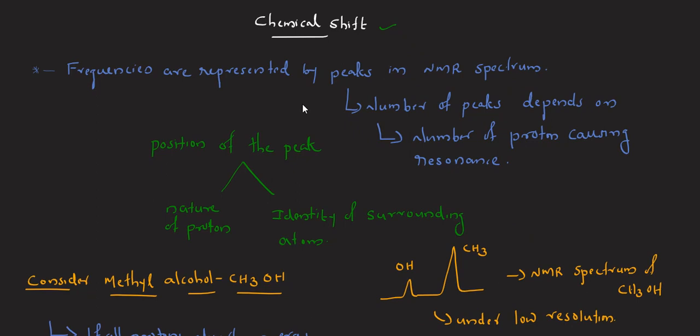Now let us discuss what is meant by chemical shift, and before that let us find out some important characteristics of NMR spectrum. In NMR spectrum, the frequencies are represented by peaks, and there can be different number of peaks. The number of peaks depends upon the number of protons that is causing resonance.